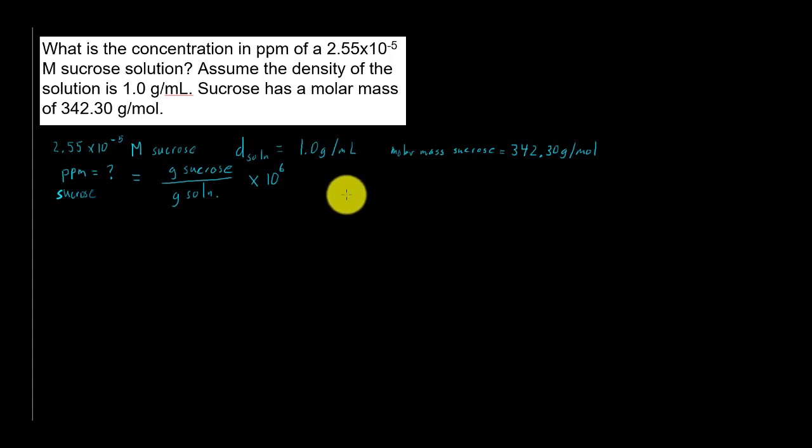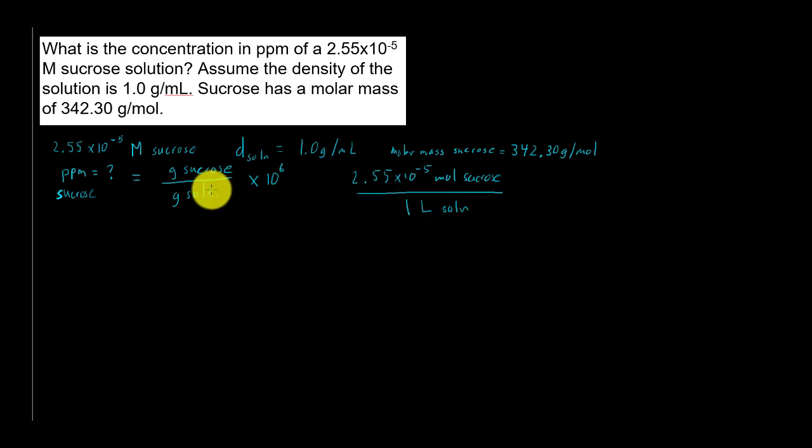And just to remind myself, this 2.55 molar means that I've got 2.55 times 10 to the negative 5th moles of sucrose. Sucrose, by the way, is just ordinary table sugar, so there's a little chemical factoid for you. Divided by 1 liter of solution. So that's what the molarity of sucrose is, that number.